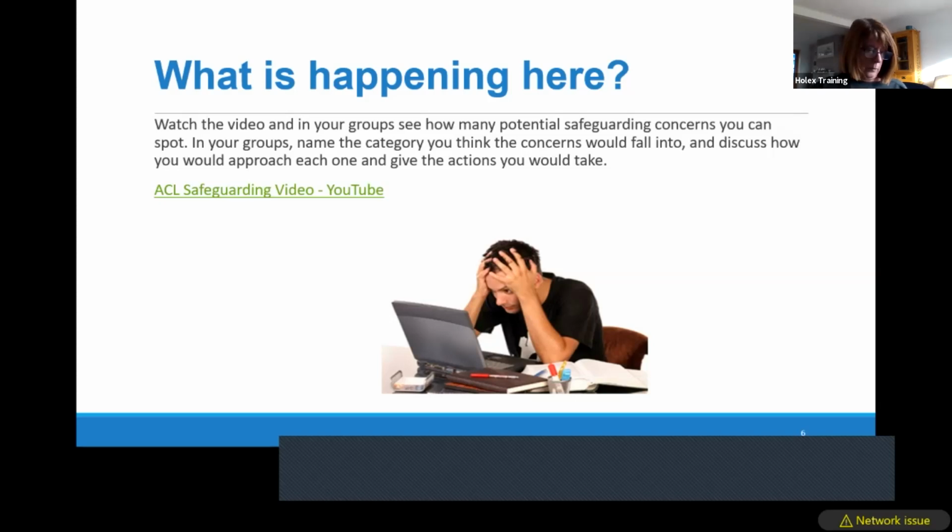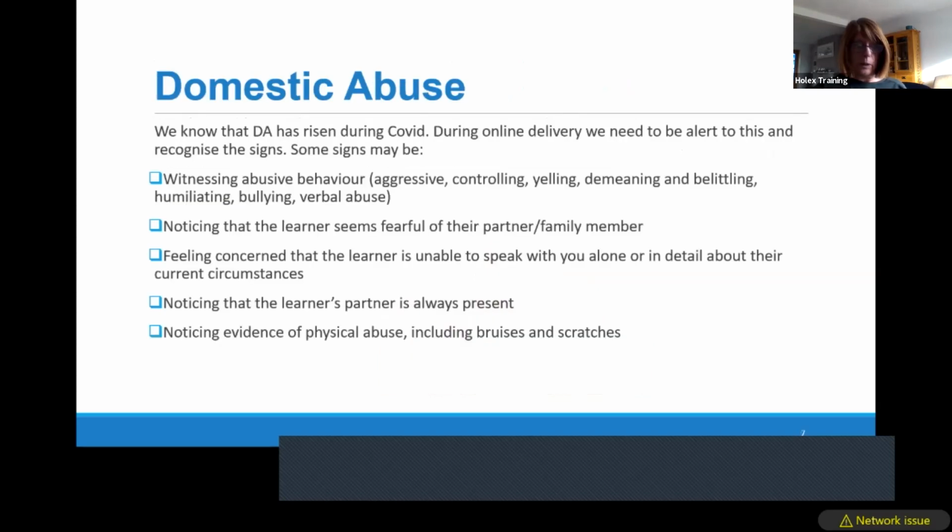So all the safeguarding concerns that are there need following up and quite promptly, using your own organisation's process for reporting and for recording. But they all need following through and looking into whether it's something that the tutor does themselves initially, but definitely passing on the concerns to the safeguarding team.